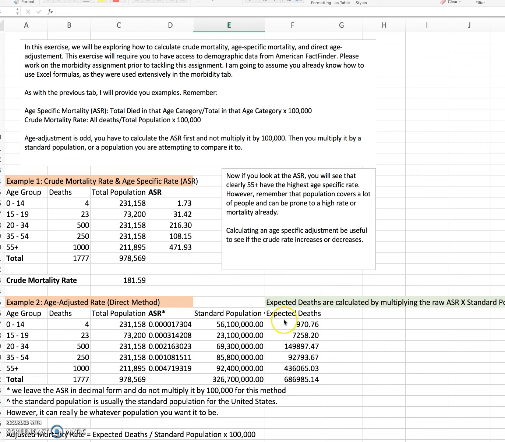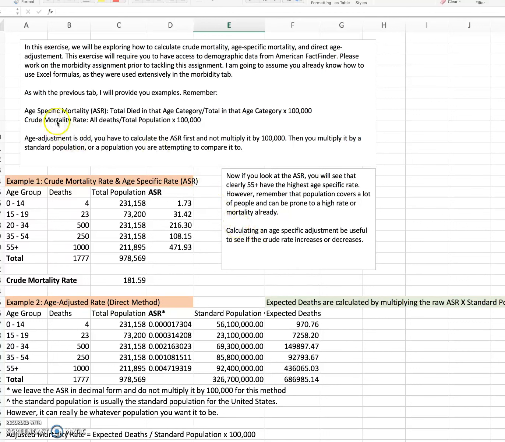In this exercise we will be exploring how to calculate crude mortality, age-specific mortality, and direct age adjustment. This exercise will require you to have access to demographic data as we did from American Fact Finder. Please work on the morbidity assignment prior to tackling this assignment. I'm going to assume you already know how to use the Excel formulas as they were extensively used in the morbidity tab. As with the previous tab, I will provide examples.